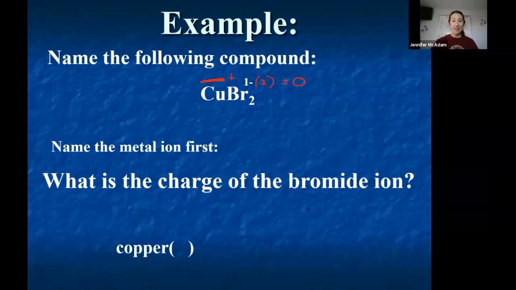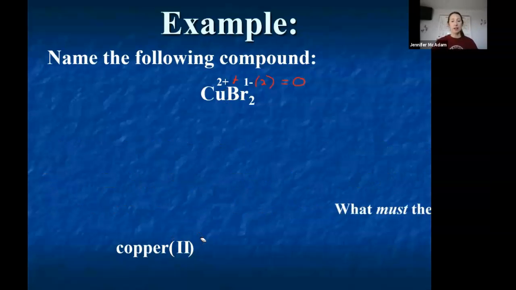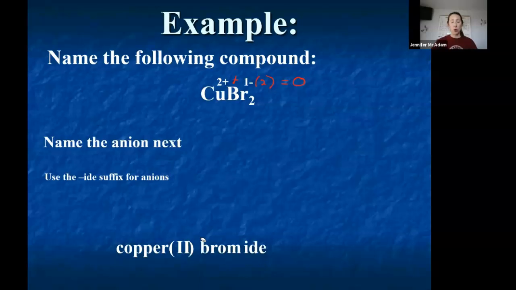Yeah, copper has to be 2. It has to be a +2 because that's how we can get our math to work. Because remember, the net charge of any ionic compound is always 0. So then we use this +2, copper 2, and then it's just going to be bromide, copper 2 bromide.